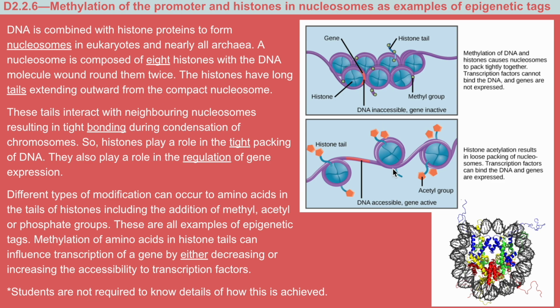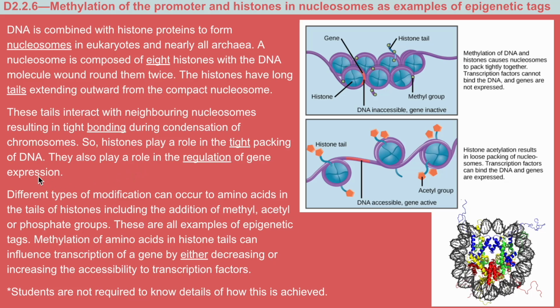Okay, DNA is combined with histone proteins. We already talked about this to form these nucleosomes. We've got 8 histone proteins. The histones have these long tails. You can see here, they extend out of this compact nucleosome. Now, these tails can interact with neighboring nucleosomes, resulting in tight bonding during condensation of chromosomes. So these histones play a role in a tight packing of DNA.